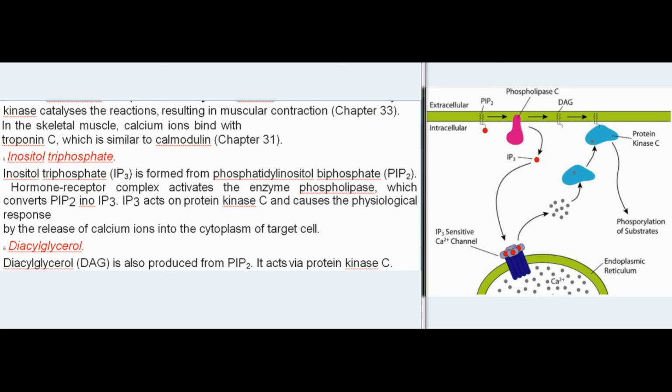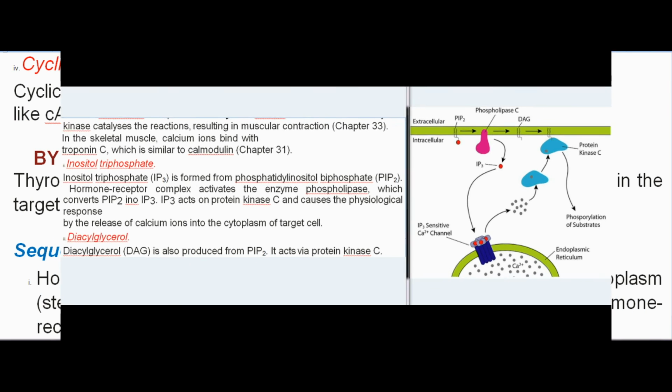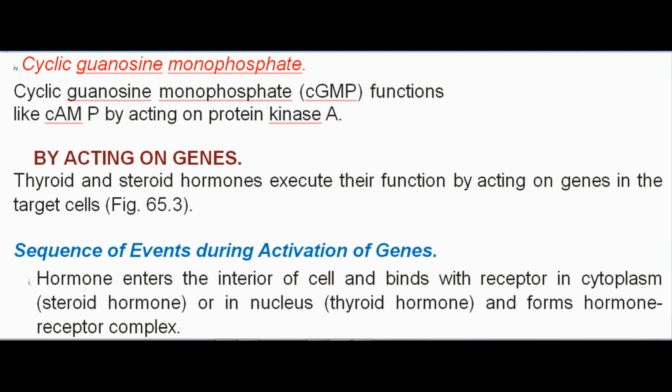Diacylglycerol. Diacylglycerol, DAG, is also produced from PIP2. It acts via protein kinase C. Cyclic guanosine monophosphate. Cyclic guanosine monophosphate, cGMP, functions like cAMP by acting on protein kinase A.